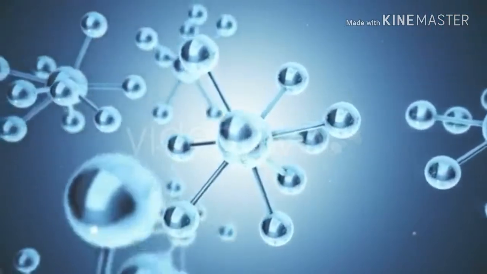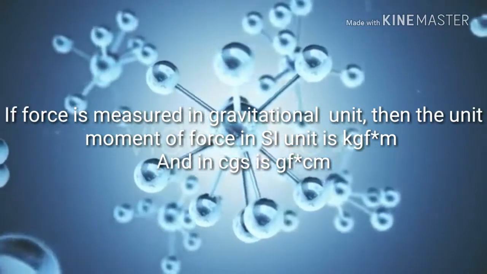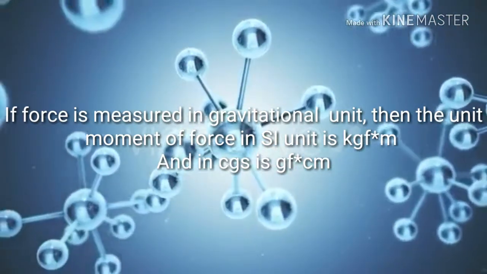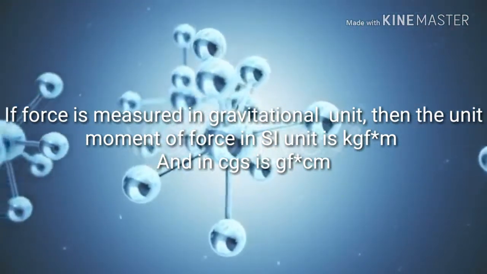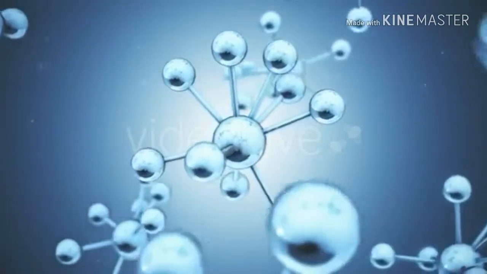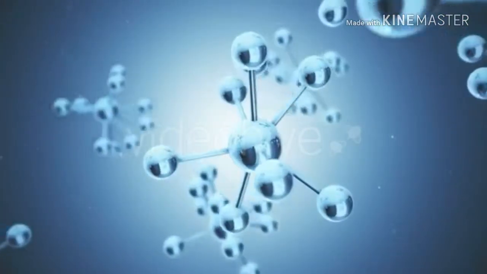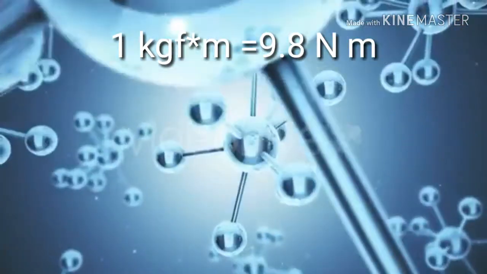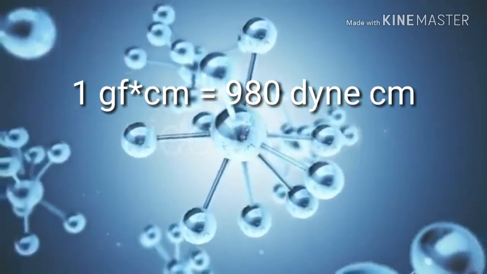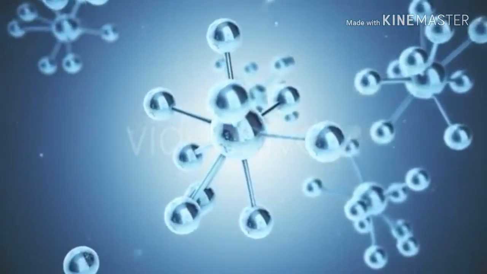And a special case, if force is measured in gravitational units, then the unit of moment of force in the SI system is kgf into meter, and in the CGS system the unit is gf into centimeter. Let's now look at the relation between these units. 1 kgf into meter is equal to 9.8 Newton meter, and 1 gf into centimeter is equal to 980 dyne centimeter. So I think it's now clear to you.